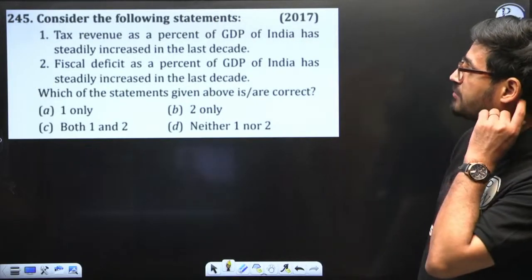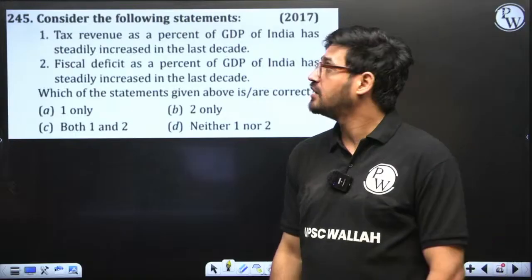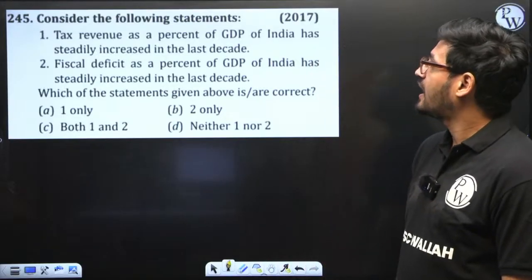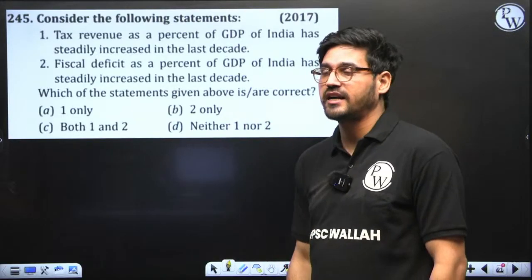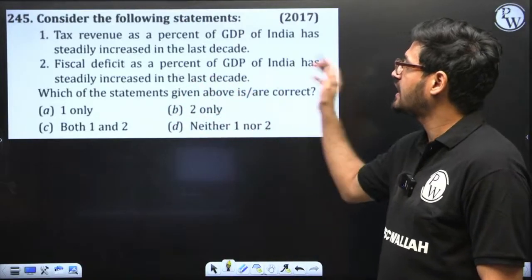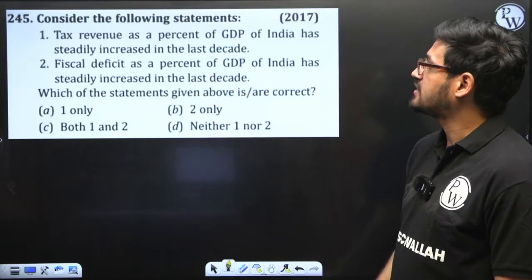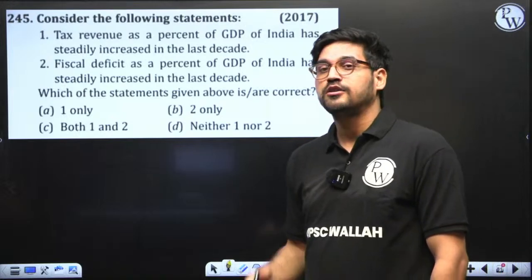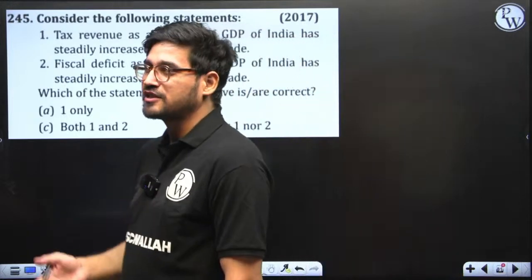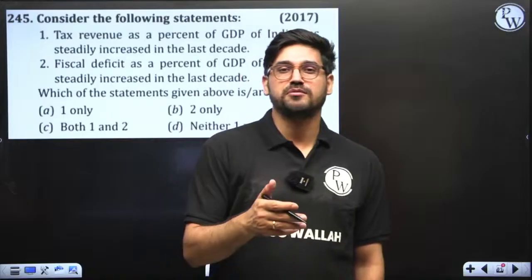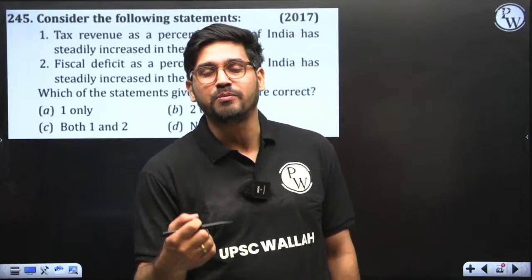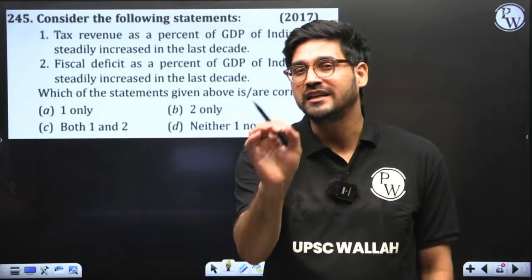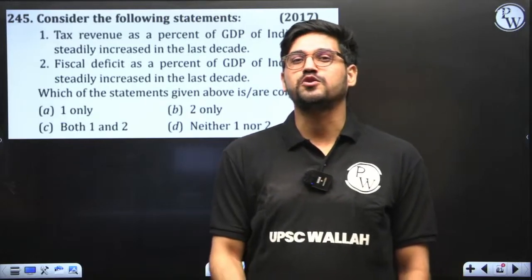Consider the following statements. First one says tax revenue as a percent of GDP has steadily increased in the last decade. Second one says fiscal deficit as a percentage of GDP has steadily increased in the last decade. Now, these used to be very popular types of questions back in the day. These are questions based on trend lines, and typically UPSC used to have some hint in the statement itself, which used to be an extreme statement.